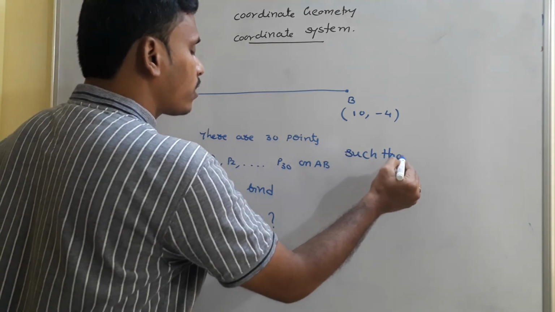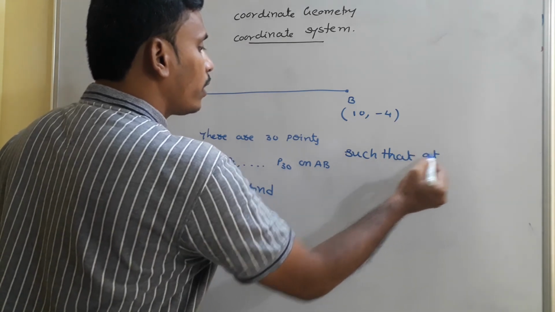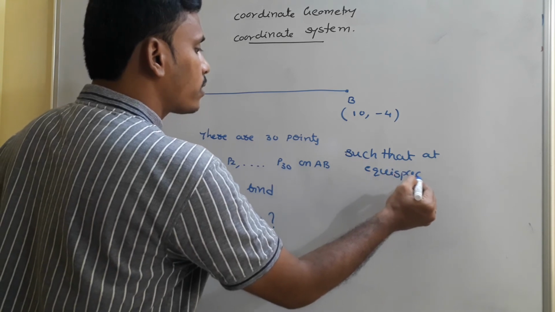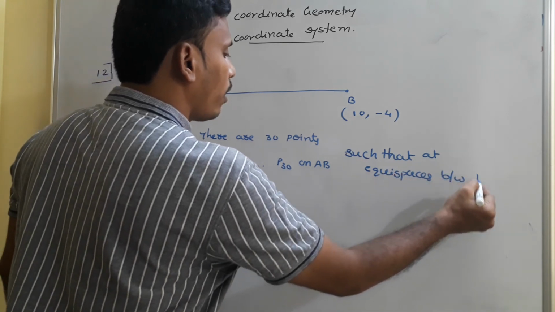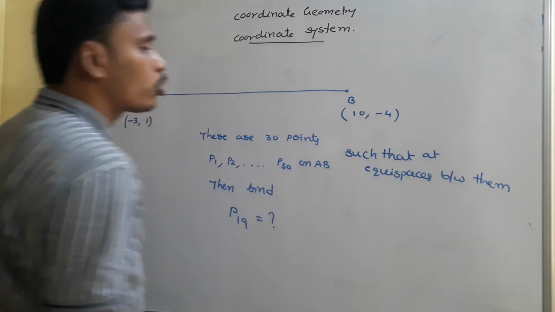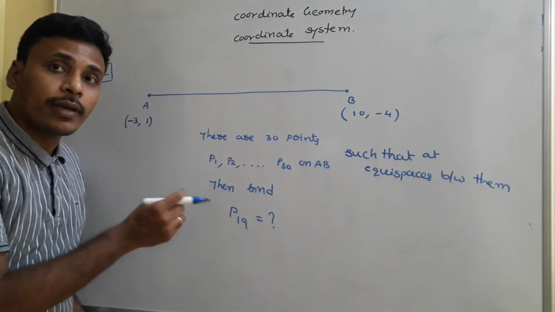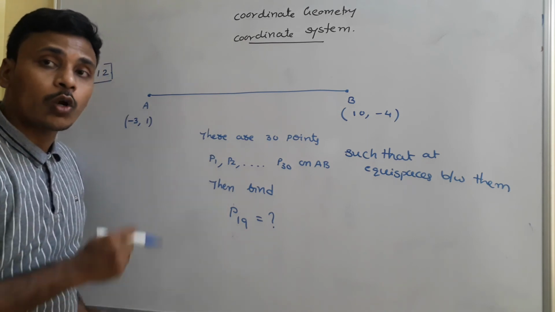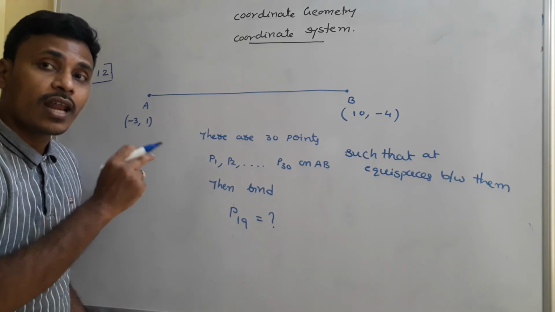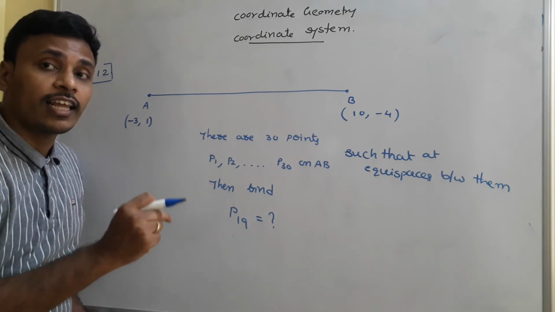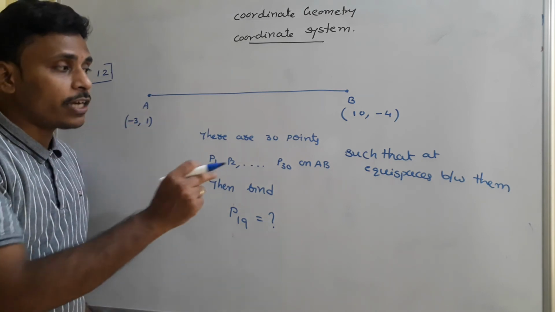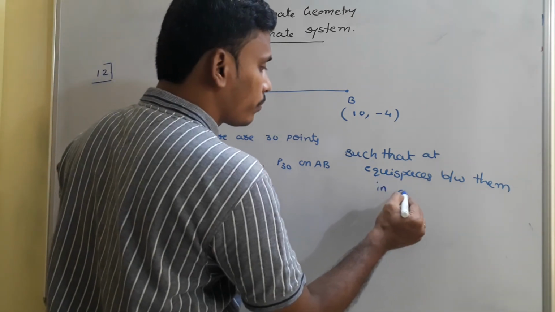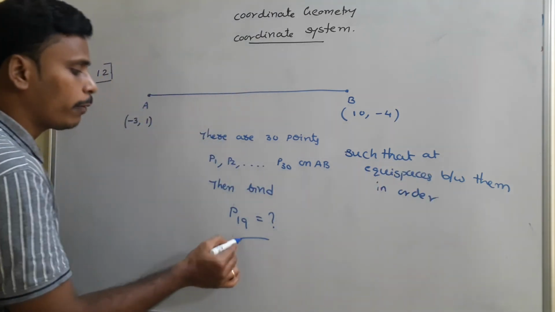See, these 30 points are there at equal spaces between them. The space between all those points is the same. Since the space between all those points is the same, in the sense these 30 points are going to divide the total line segment AB into 31 equal parts. As they mentioned, we are arranging all these points with equal spaces between them in order. We need to find P19.